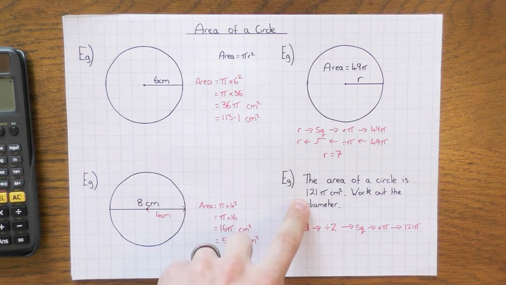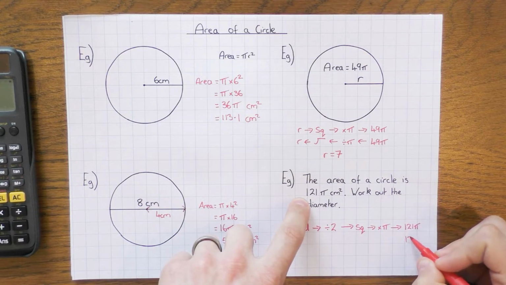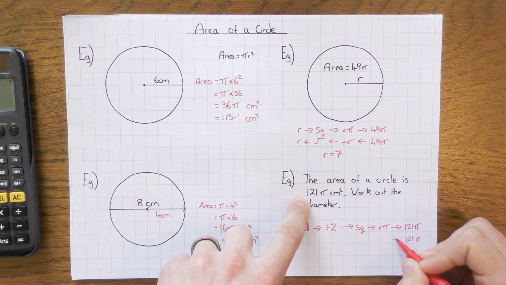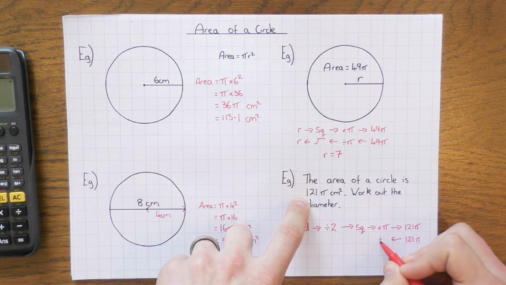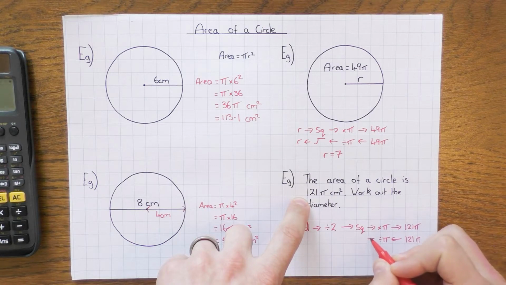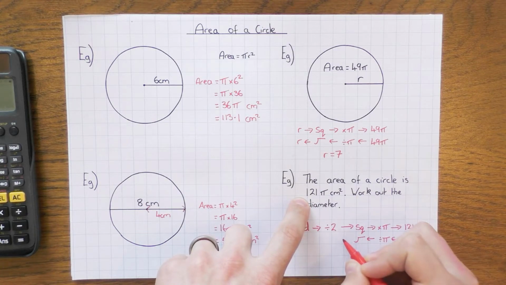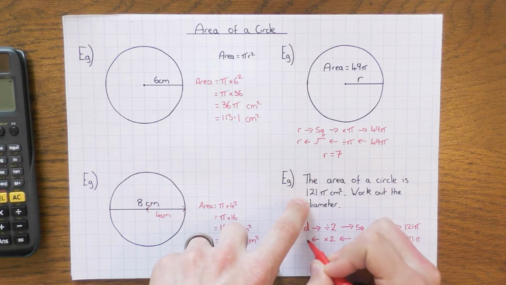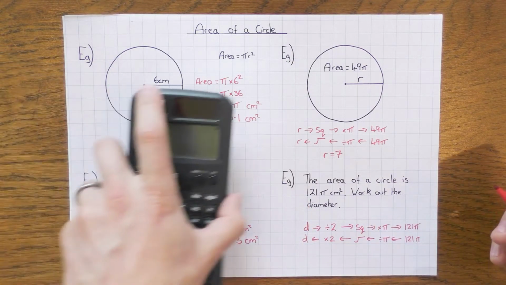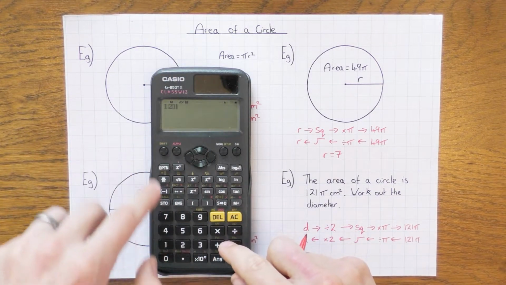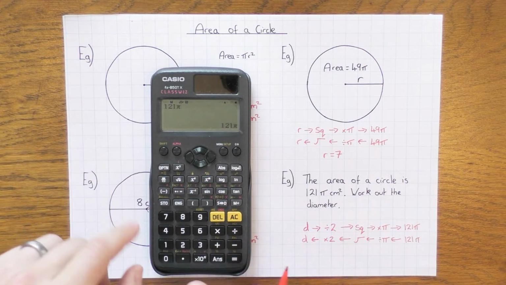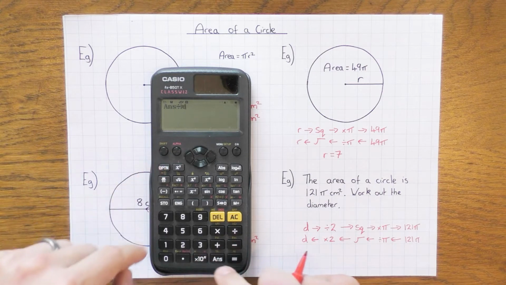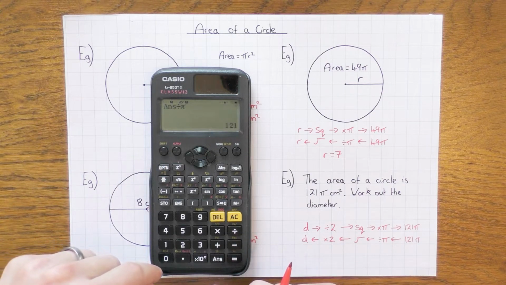Okay, go backwards. 121 pi divided by pi. We square root it. Remember, always do the opposite. This time we times it by 2, and we get back to the diameter. So let's have a look. 121 pi, yeah. We divide by pi and press equals.